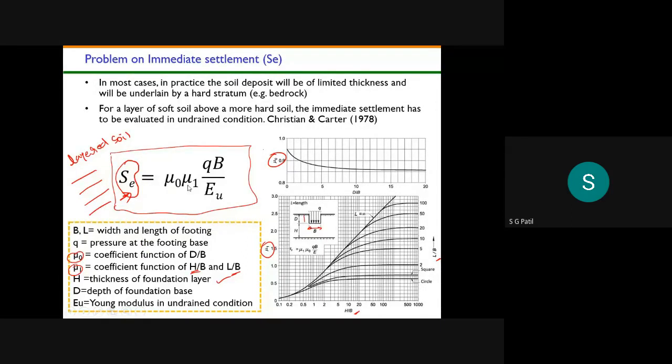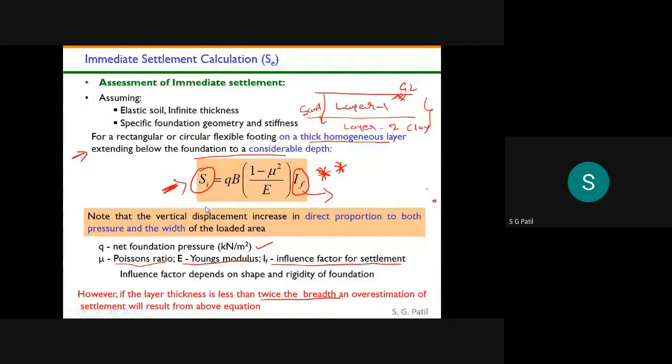But from the exam point of view, this formula is very important. This formula is very important from the exam point of view.